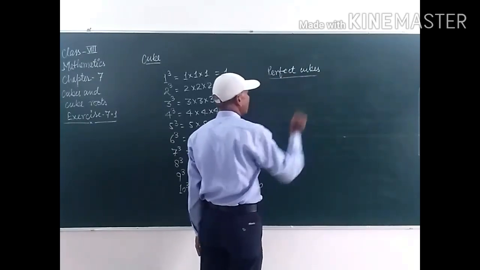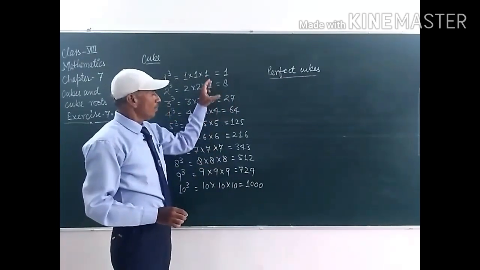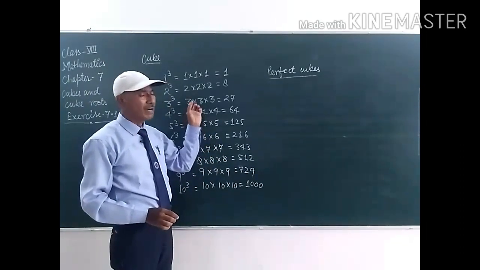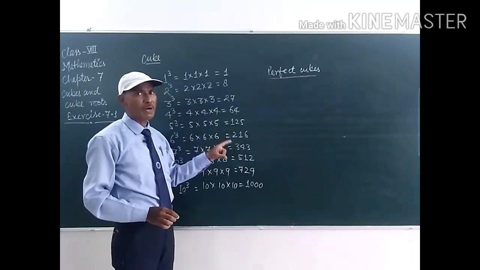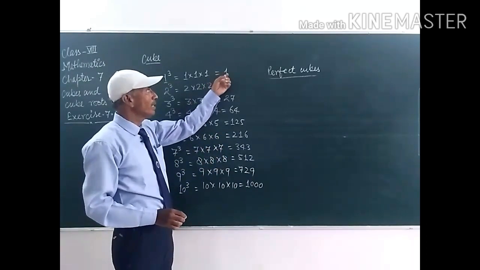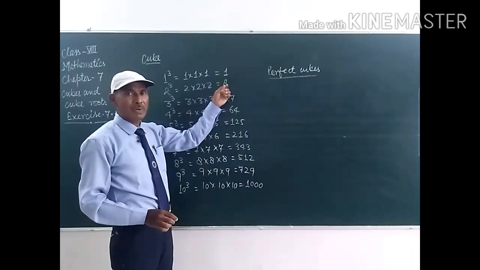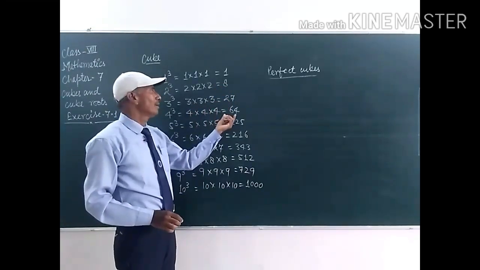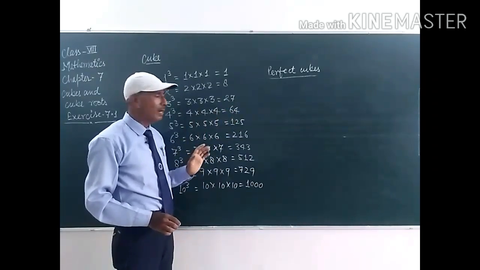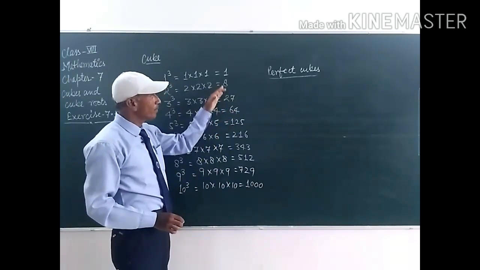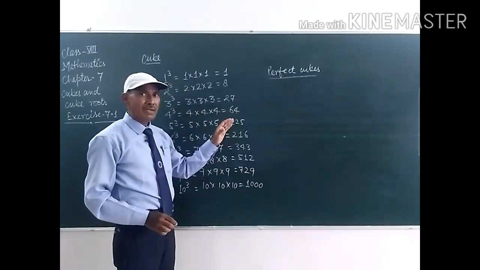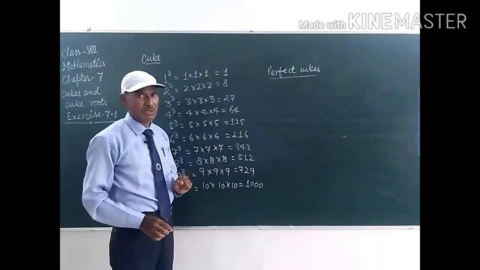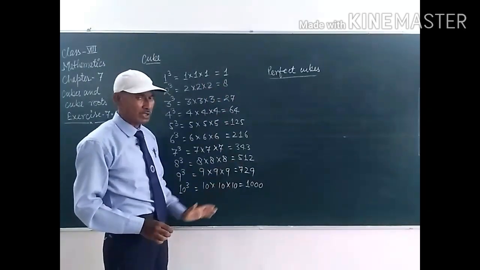Perfect cubes, student. What is a perfect cube, student? A number which is the cube of a number is called a perfect cube. This one, 1 is the cube of 1, 8 is the cube of 2, 27 is the cube of 3, 64 is the cube of 4. So the numbers that are the cube of any number are called perfect cubes, student. So these numbers are perfect cubes.